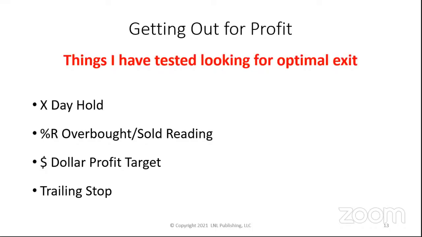These are things I've looked at for an optimal exit strategy: hold X number of days, wait till %R or some other indicator gets overbought or oversold, look for X dollars of profit, use a trailing stop. I have tested these things religiously since the 1970s. A lot of time just testing those.